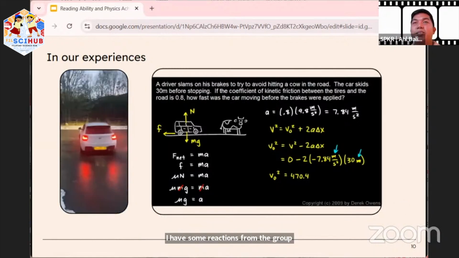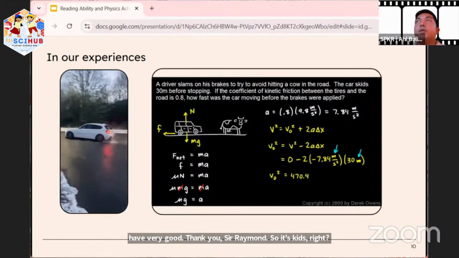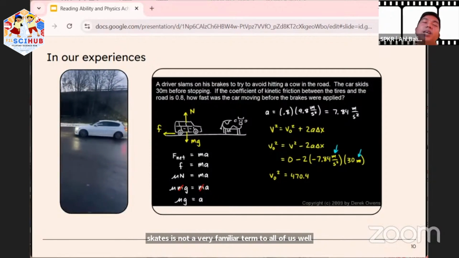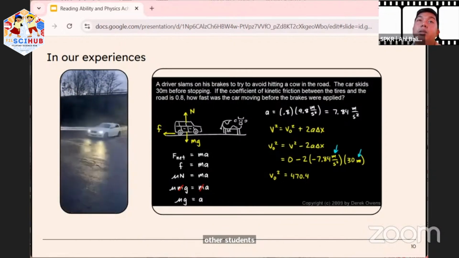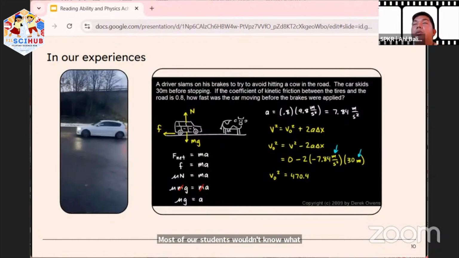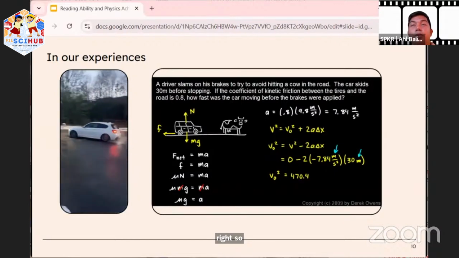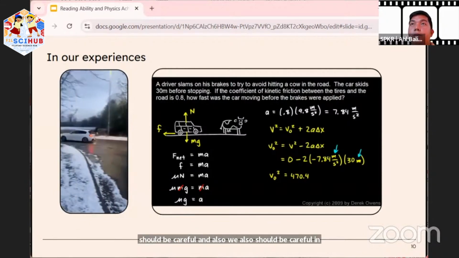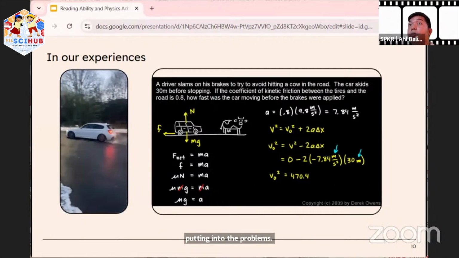Yeah, very good. Thank you, Sir Raymond. So skids, right? Skids is not a very familiar term to all of us. I'm not sure about other students, but most of our students wouldn't know what skids is, right? So we should be careful in choosing the words that we put into the problems. Okay. This one we have control of, right?